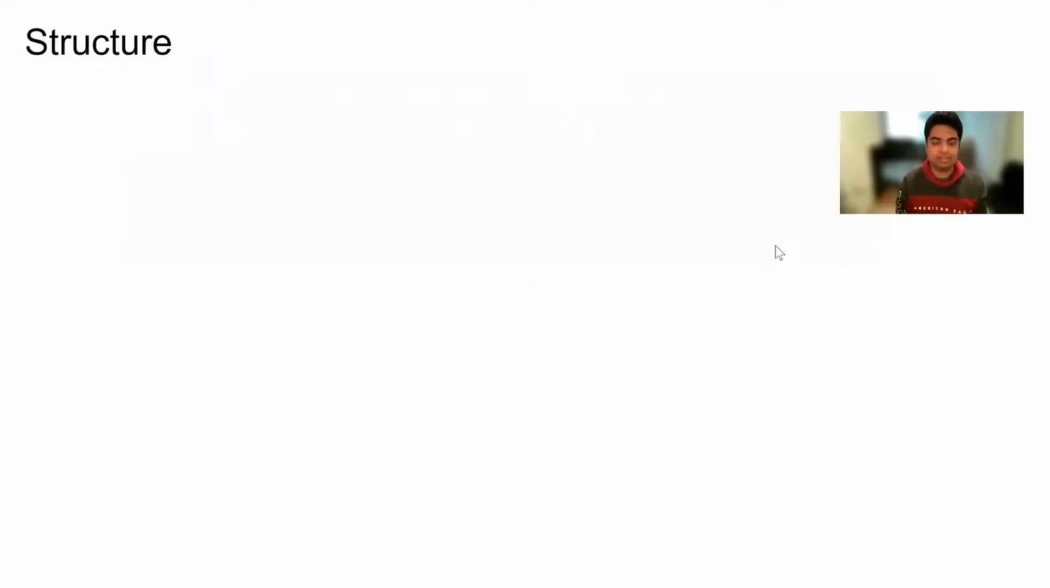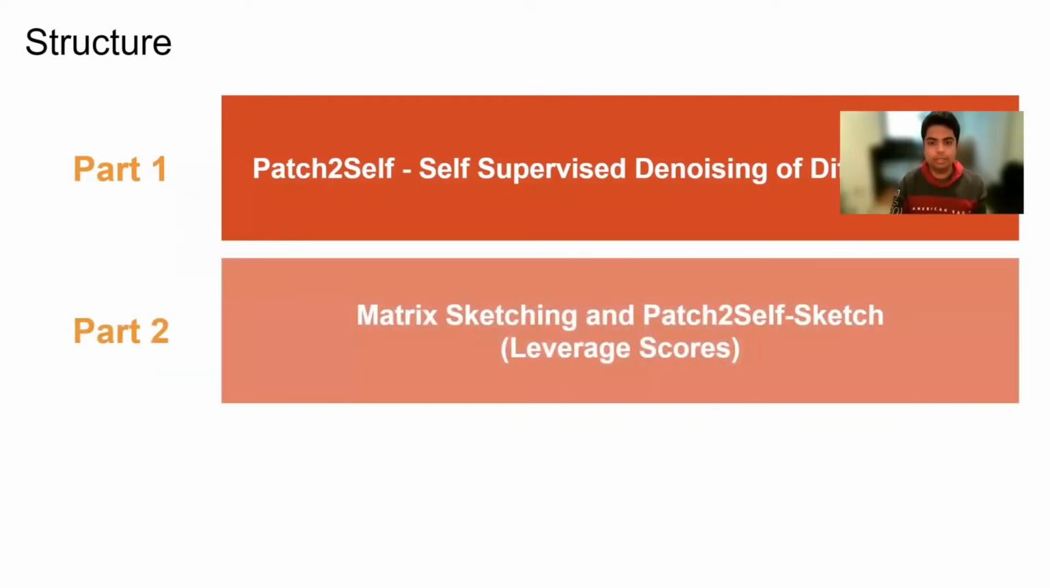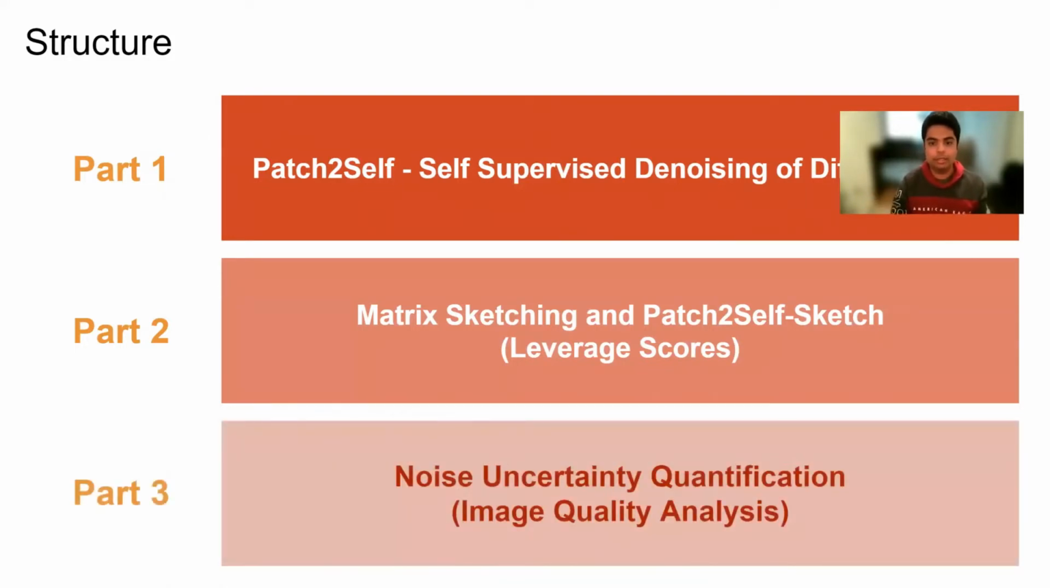I have structured the presentation in three parts. In part one, we will look at partial self, how it works, and how it is implemented in Dipy. In part two, we'll look at matrix sketching, essentially a faster approach to denoising, where you use randomized numerical linear algebra as a system which reduces the memory footprint and speeds up the denoiser. And in the third part, we look at noise uncertainty quantification, which is an image quality analysis metric that we have developed to quantify the effect of noise on a single subject and at a group level.